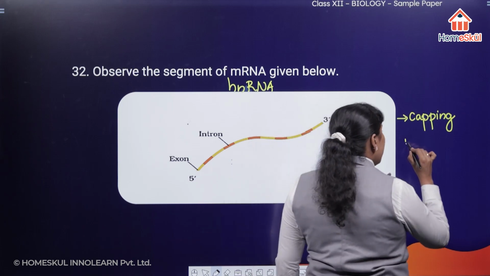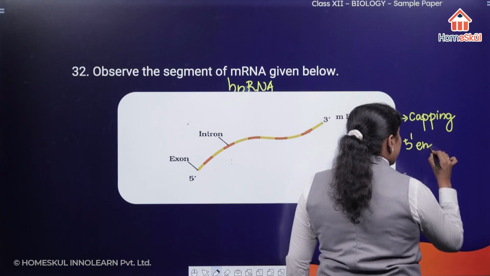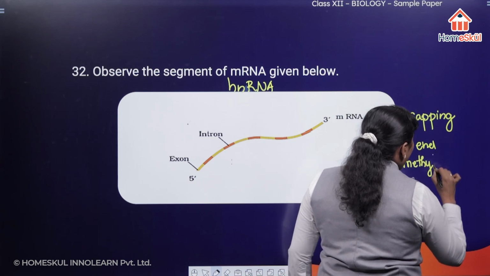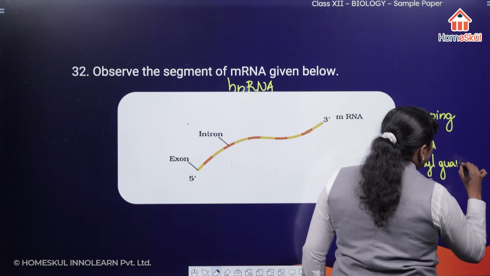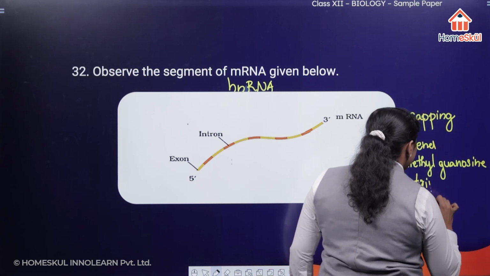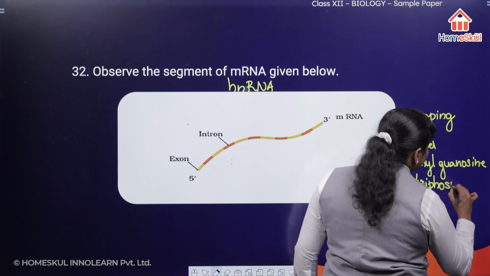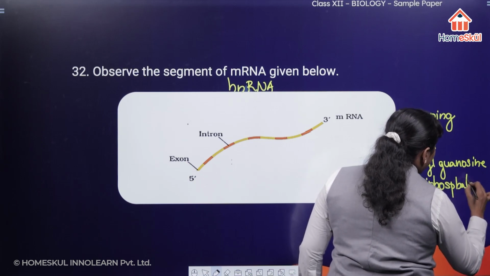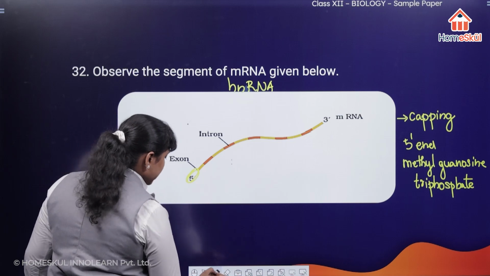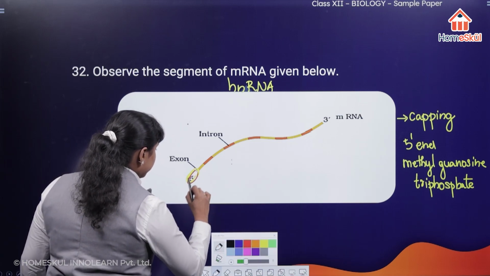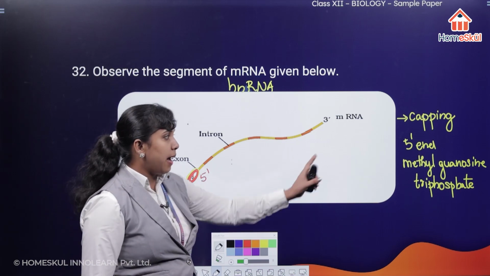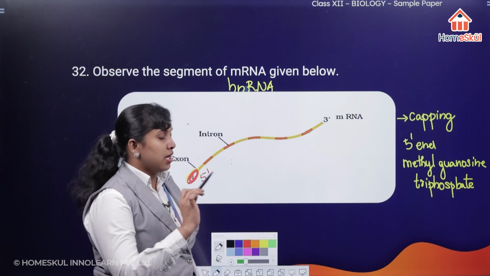At the 5' end, what happens? Methyl guanosine triphosphate will be added. So a cap occurs here. A cap is added at the 5' end. Here you can see a cap region. The cap is of methyl guanosine triphosphate.